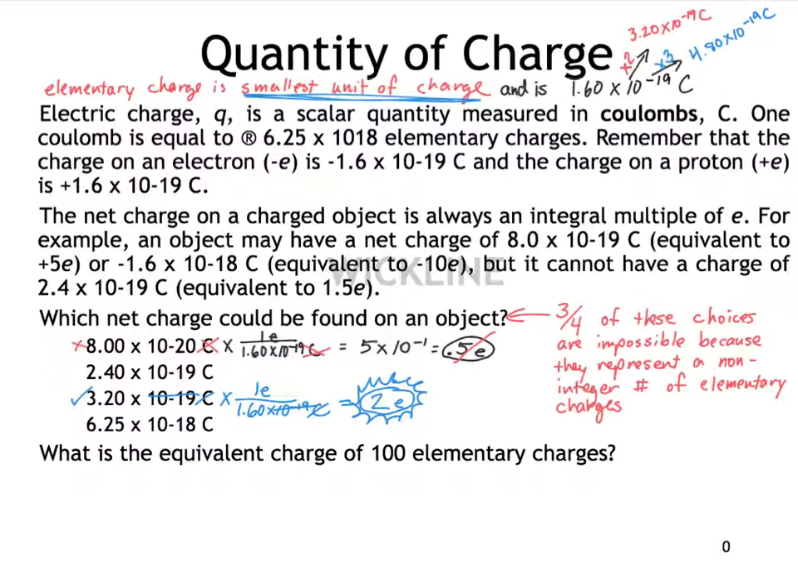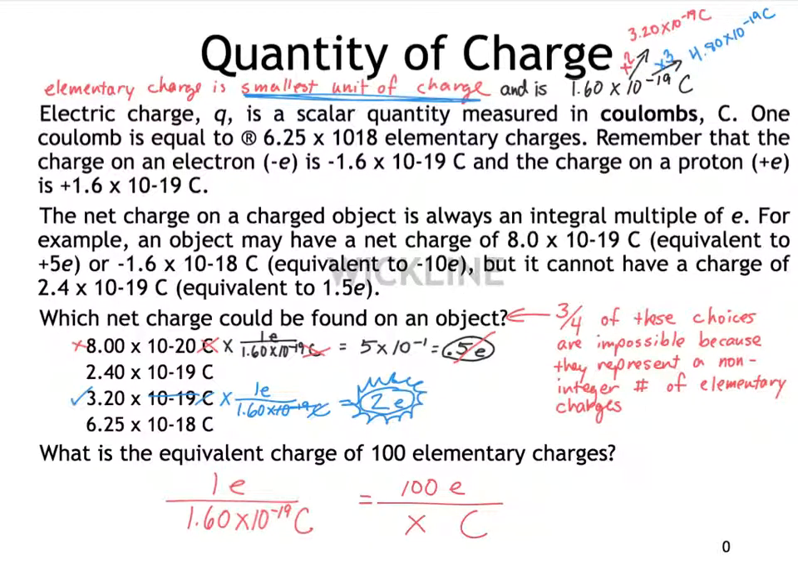All right, last thing on this slide. What is the equivalent charge of 100 elementary charges? Assuming that I'm asking for this to be in coulombs, the answer is relatively simple. If one elementary charge is 1.6 by 10 to the negative 19 coulombs, then 100 elementary charges is going to be a number of coulombs which is, well, 100 times larger.